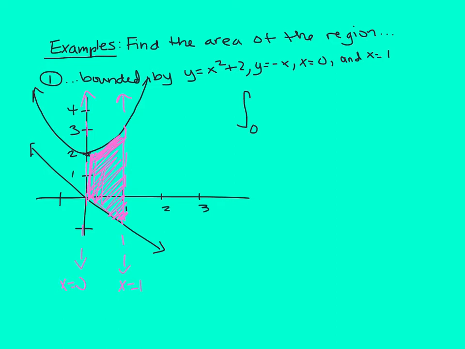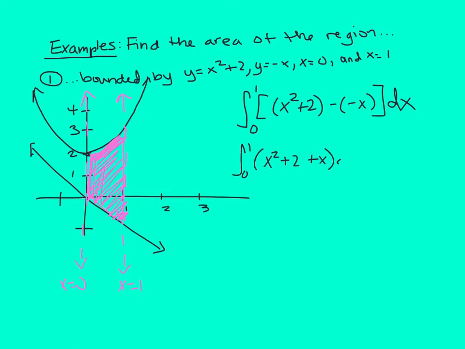So our x values are going to go from 0 to 1. Now we're going to have our top equation, x squared plus 2, minus our bottom equation, negative x. And we're going to take the integral of that. I would like you guys to pause and do that on your own. Okay, so when we work that out, hopefully we end up getting the right answer.